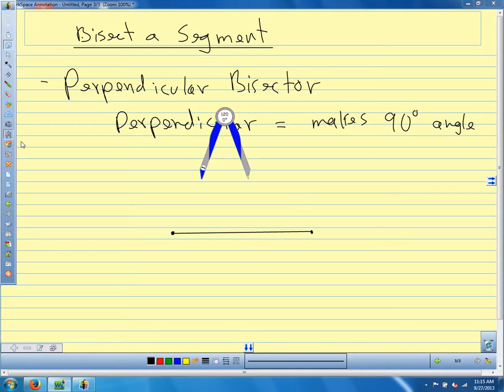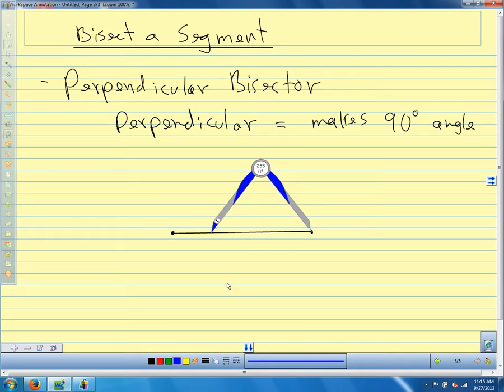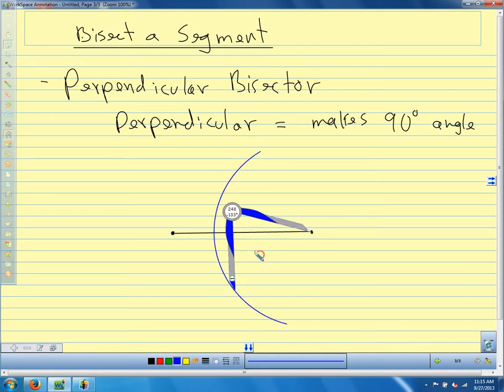Okay. I'm going to grab my compass, set it on one end of my segment, set the point on one end. I'm going to open it more than halfway across the segment. So this isn't far enough. This isn't far enough. It has to be more than halfway across. Doesn't matter how much more, it just has to be more than halfway across. And I'm going to draw that arc. And I want to go all the way, make almost a half circle. So I open more than halfway across, and then drew that arc.